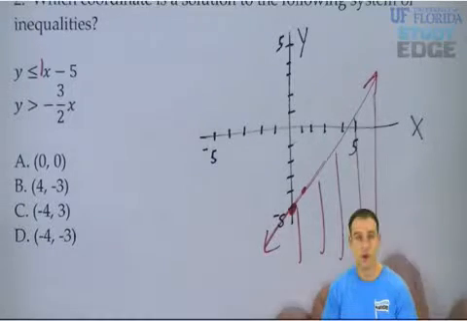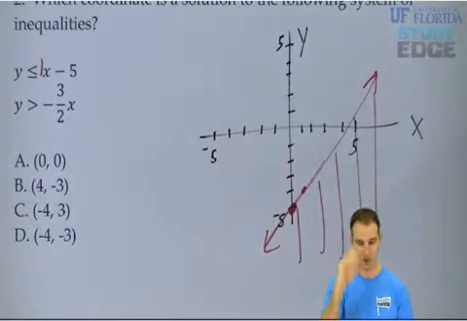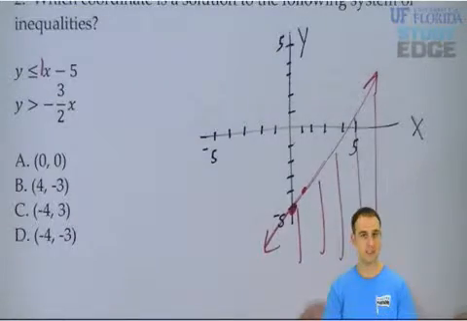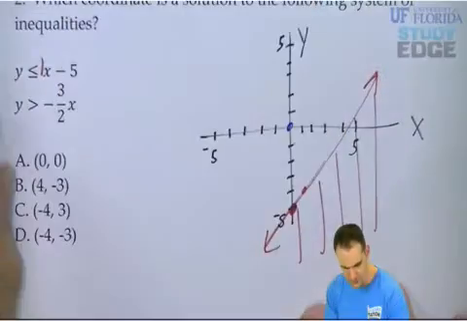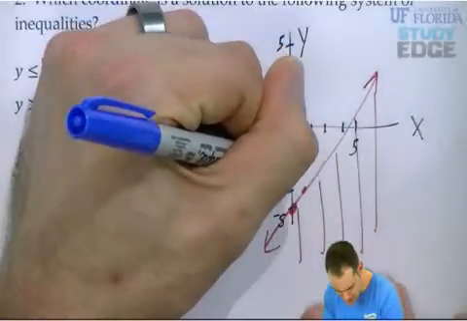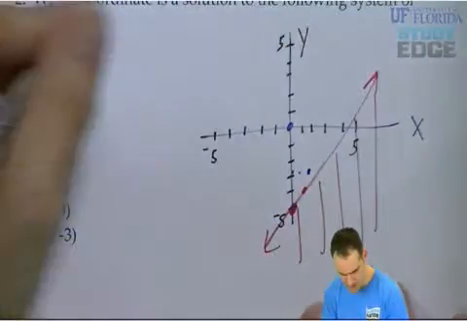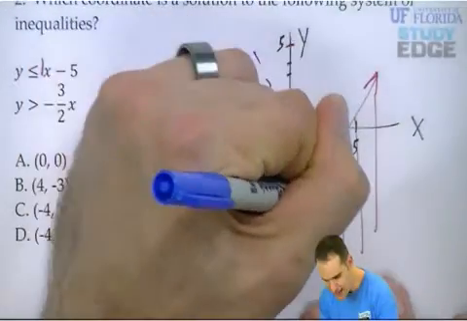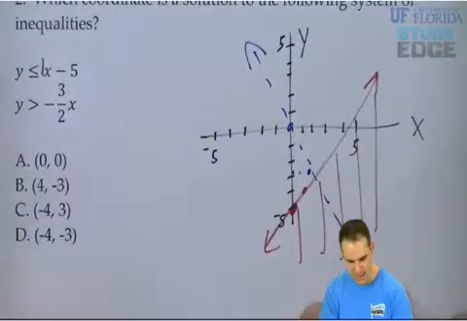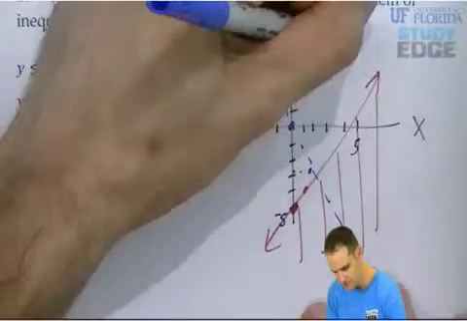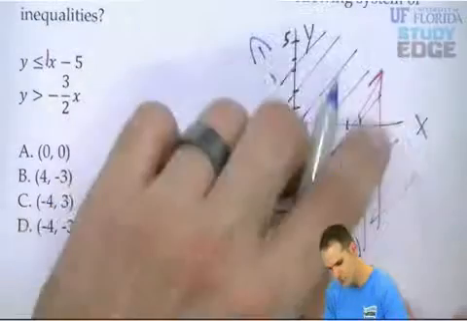In this case, the y-intercept is 0 because there's no number afterwards. There's no constant. If anything, it would be plus 0. The slope is down 3, to the right 2. That would be a dotted line, or dashed line as it's sometimes called. And y is greater than, so I would shade above. So this is the region.